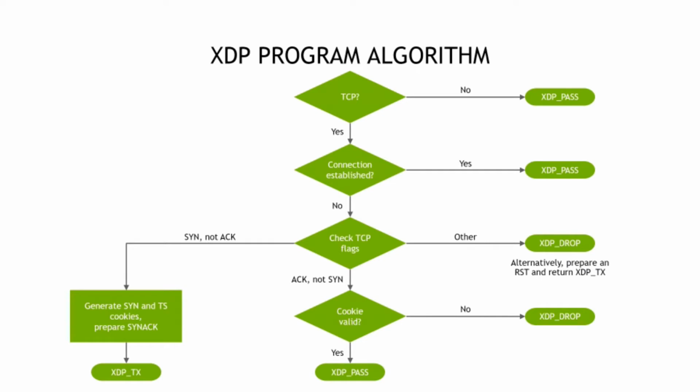This slide shows the algorithm inside the XDP program. First, it checks whether the packet is TCP or not. If not, it returns XDP pass immediately. The next step is to query conntrack.